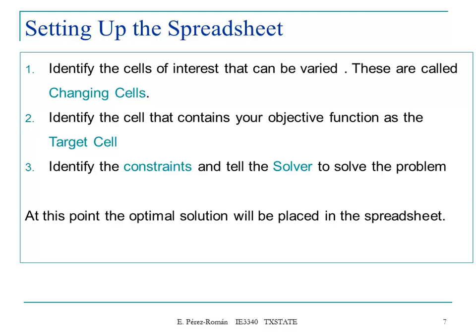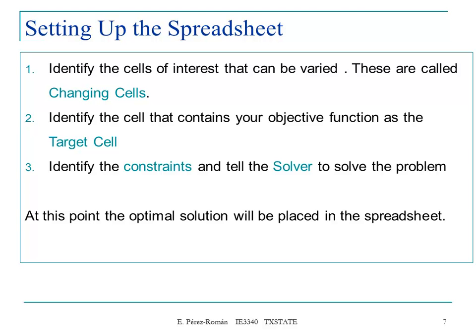Correct, the decision variables. If you remember from the graphical solution method, we were searching for the best solution, and that solution is given by the decision variables. So for your changing cells, most likely what you're going to have are the decision variables. Then we identify the cell that contains your objective function. That's going to be your target cell. So the objective function will be located in one specific cell, and we call that cell the target cell.